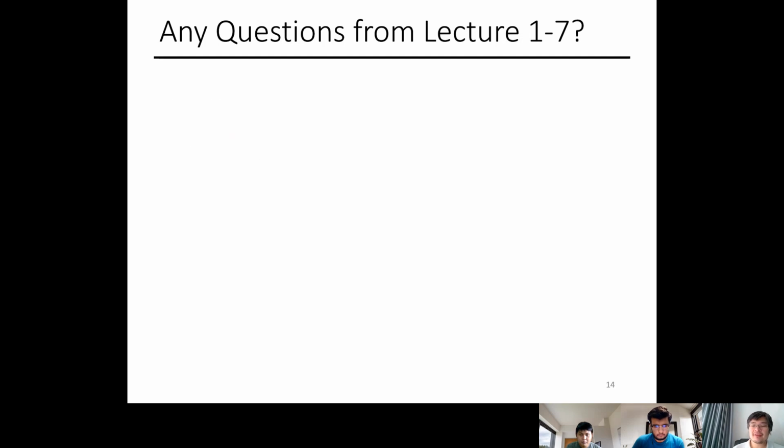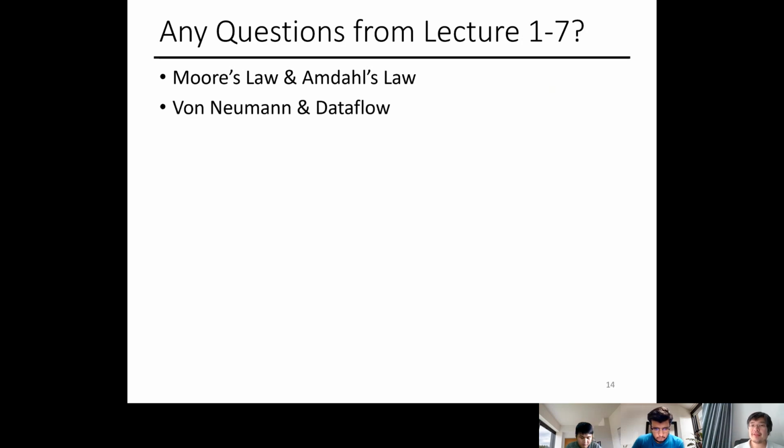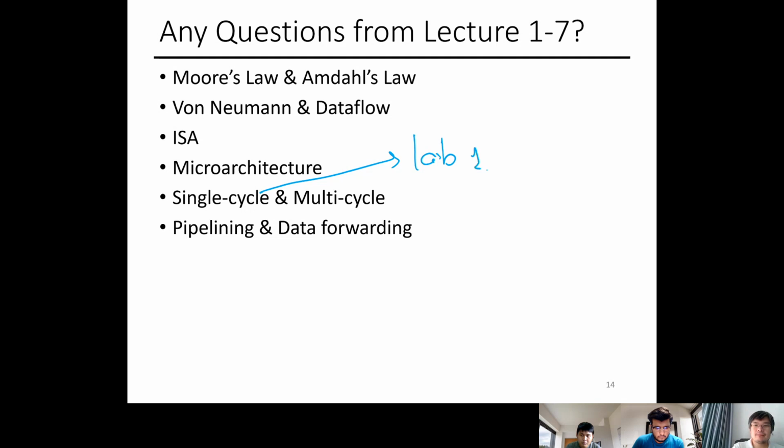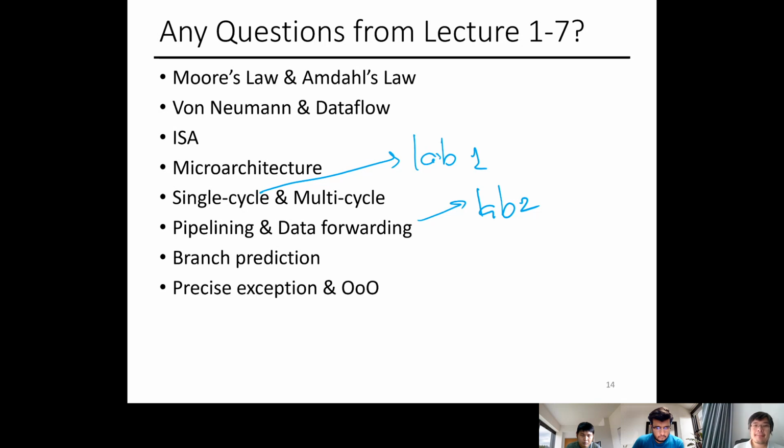These are some key topics: Moore's law, Amdahl's law, von Neumann versus data flow, ISA, microarchitecture, single cycle and multi-cycle architecture, pipelining and data forwarding. So this is essentially your lab 1, and this is your lab 2. Branch prediction, which would become lab 3, precise exception and out of order scheduling, and load store handling. Any questions from these lectures that you want me to clarify?